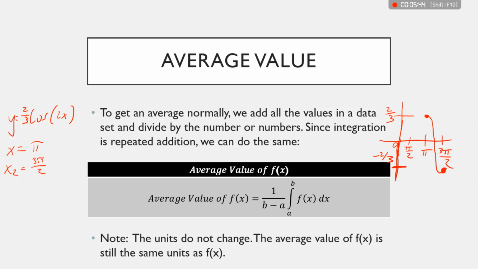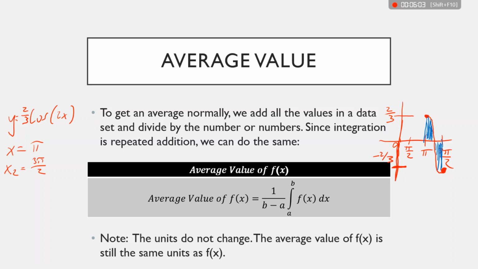Okay, then I'm going to integrate. When I'm integrating, that will add all of these y values together. So again, just like when we normally take an average, I'm going to add all of my values together first. Then I'll divide by the number of values that we had.